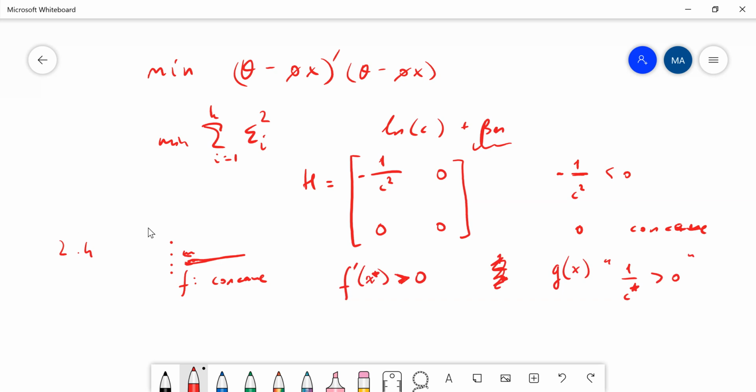Or, of course, the problem is given to you. You are not designing your problem. The problem is given to you as if you're a student and there's a teacher who assigns problems. Then, of course, you're going to check whether it is concave or convex or quasi-concave or quasi-convex. Okay? Thank you. All right.